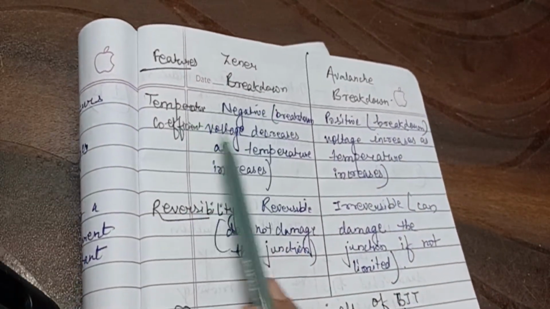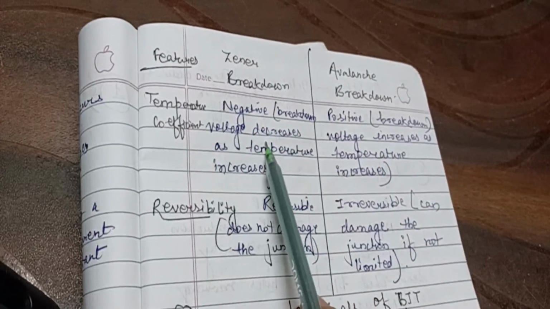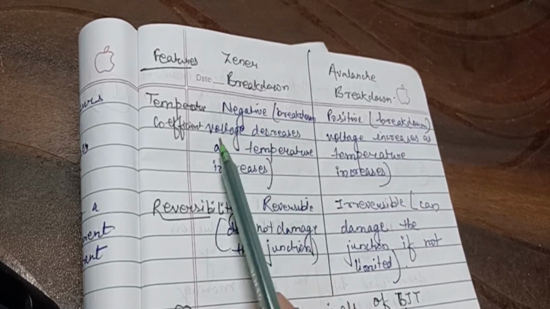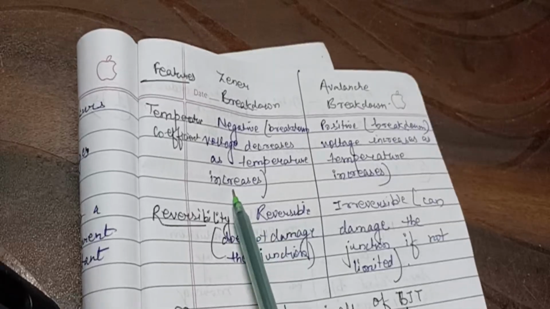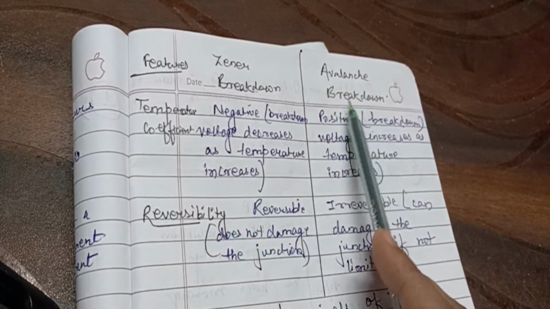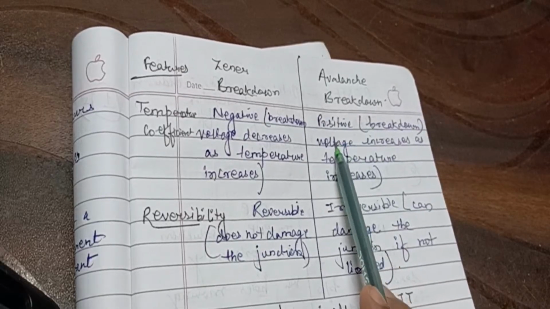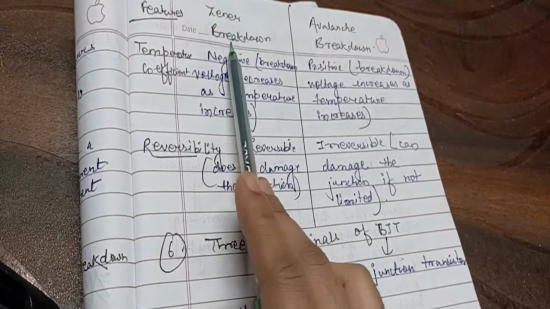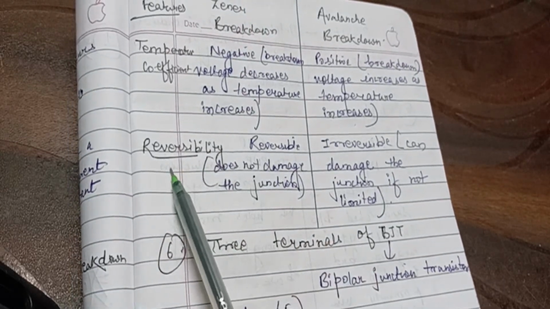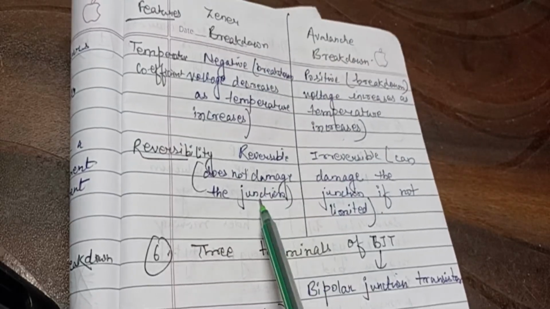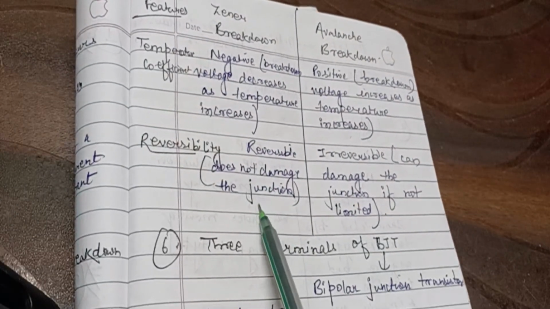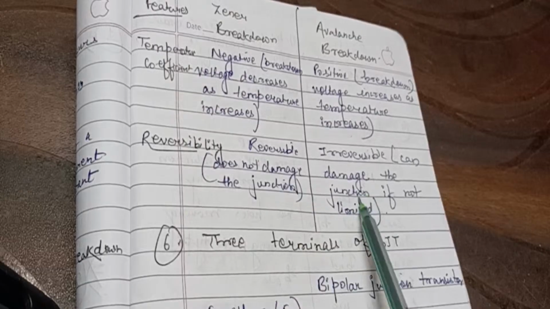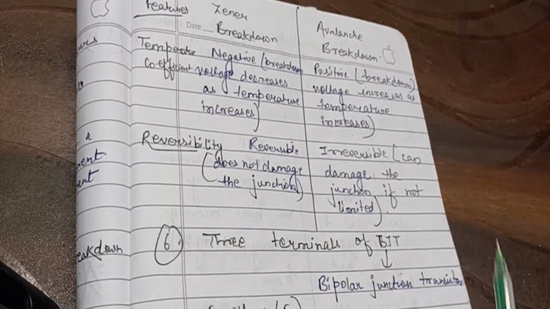For Zener breakdown, the temperature coefficient is negative, that is, breakdown voltage decreases as the temperature increases, and for avalanche breakdown it has a positive temperature coefficient, that is, breakdown voltage increases with increasing temperature. Now, on the basis of reversibility, Zener breakdown is reversible and it does not damage the junction. On the other hand, avalanche breakdown is irreversible and it can damage the junction if not limited.